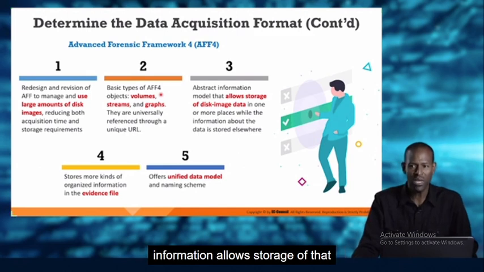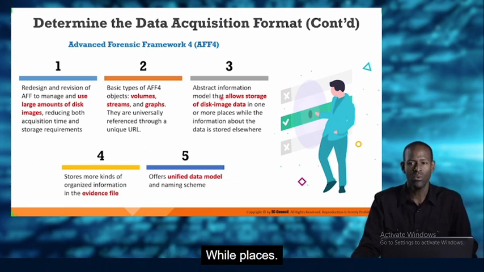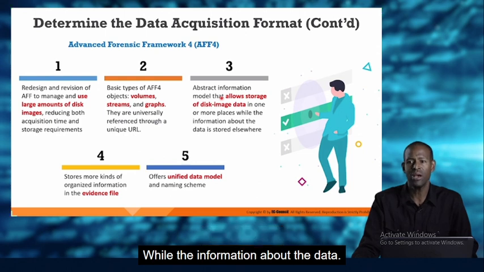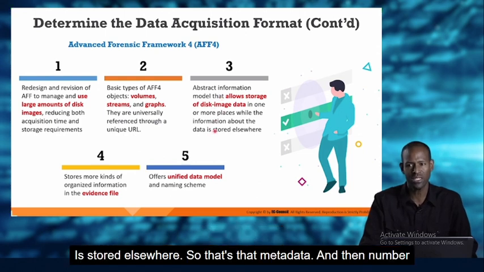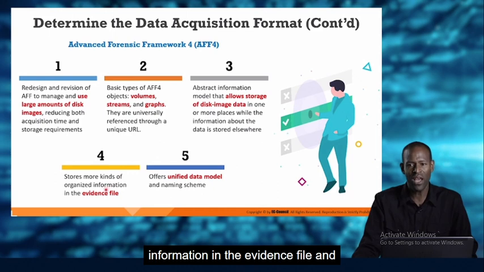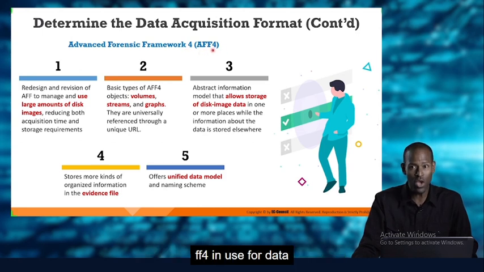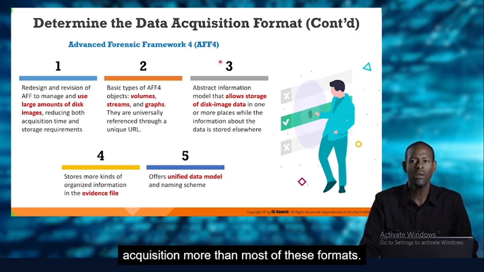We extract the information, which allows storage of that disk image data in one or more places while the information about the data is stored elsewhere. So that's that metadata. And then number 4, it stores more kinds of organized information in the evidence file, and it offers a unified data model naming scheme in this case. And this is why you'll find AFF4 in use for data acquisition more than most of these formats.